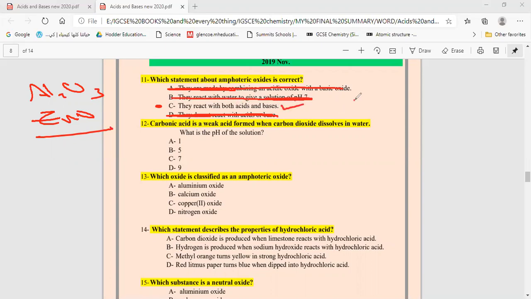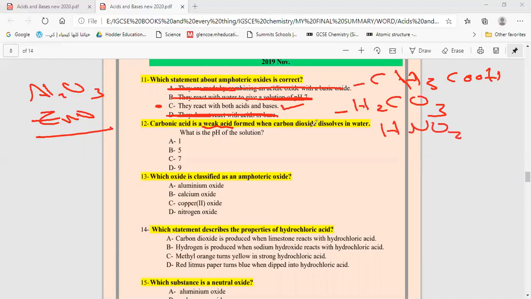Carbonic acid, H2CO3, from carbon dioxide. It is a weak acid. Who can remind me about weak acid? We have CH3COOH, or ethanoic acid, or carbonic acid, or HNO2, nitrous acid. Right, it is formed when carbon dioxide dissolves in water.